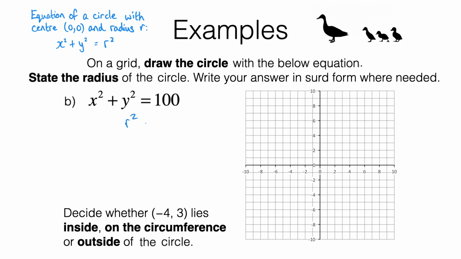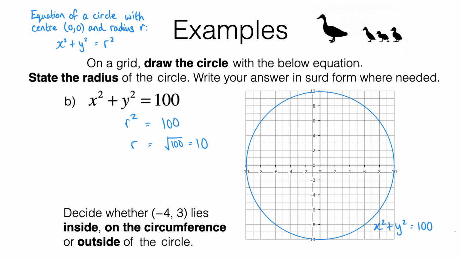So that means r is just the square root of 100, which is 10. That means we need a circle with centre 0, 0 and radius 10. And that looks like this. Let's move on to this next bit.